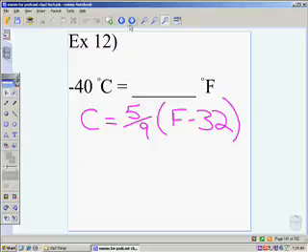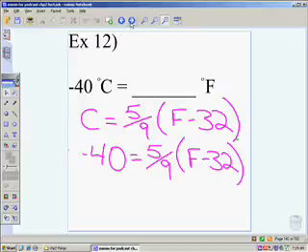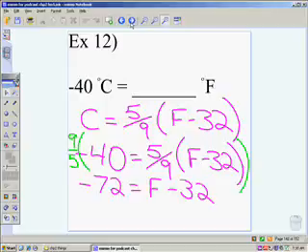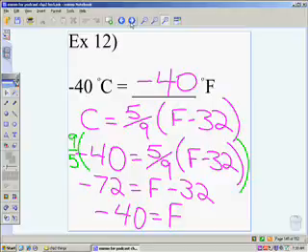So anyway, we put in the -40 for the C on the left-hand side, and we want to solve for the F. So the first step is to get rid of that 5/9. And then we add 32 to both sides. So notice that the temperature in Fahrenheit is the exact same number as the temperature in Celsius. This only happens once, and it's at the -40.